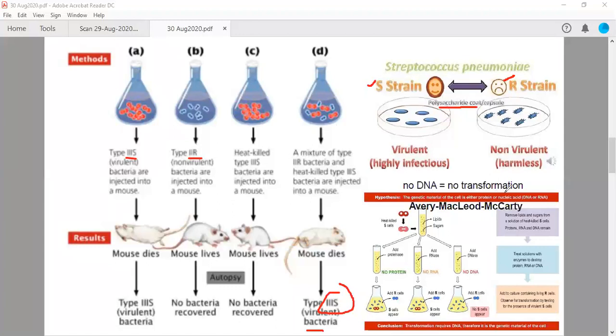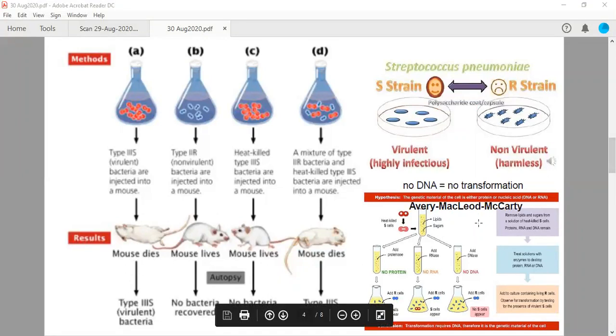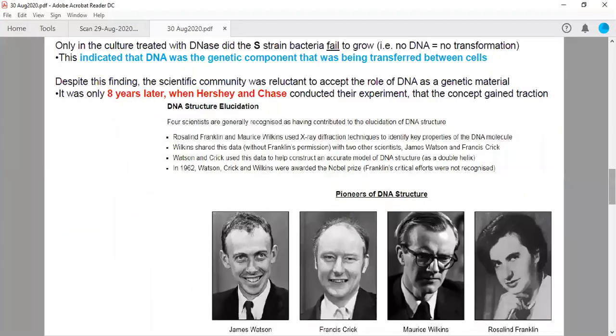But the scientific community had one problem. The scientists at that time, in 1928 or around the 1930s, were not able to accept the fact that DNA is the genetic material, because at that time proteins were regarded as genetic material. Okay, so after 8 years, Hershey and Chase performed another experiment using bacteriophages, and they finally proved that it is actually the DNA which is the genetic material of any cell.